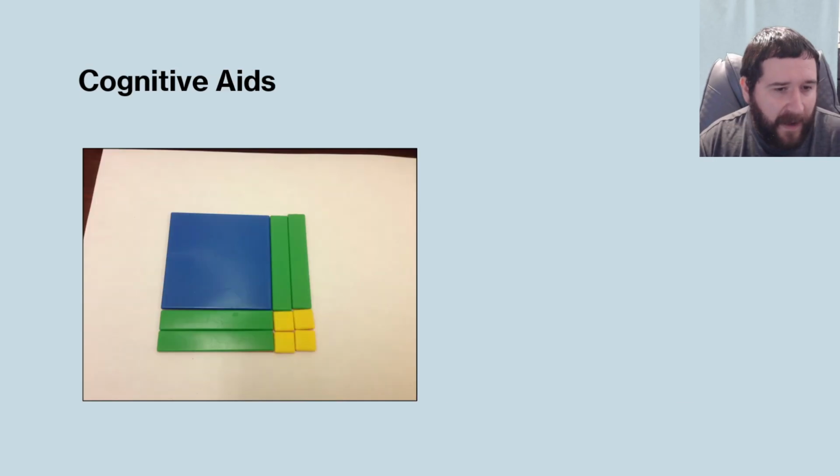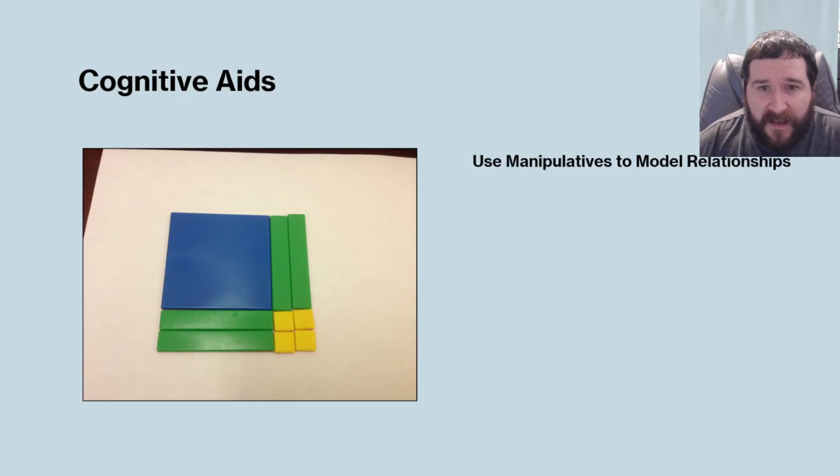And next up, cognitive aids. Sometimes we can use these hands-on materials as ways to help us understand something, to understand relationships. So these cognitive aids can help us use manipulatives to model relationships. I know this is really popular in math education. Okay, on the left there, you see some algebra tiles, and they're actually organized in such a way that it models factoring. Okay, this is x plus 2 times x plus 2 here in our picture.